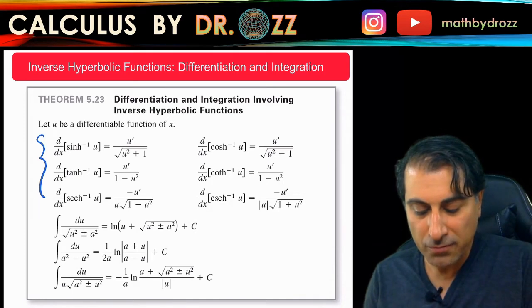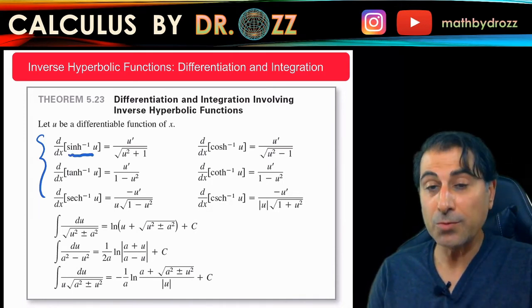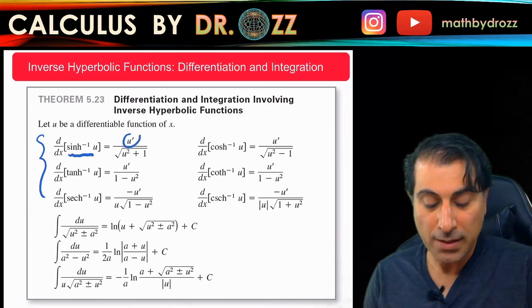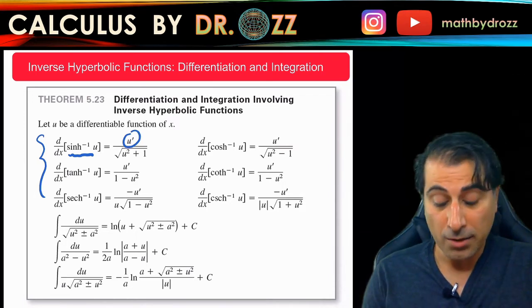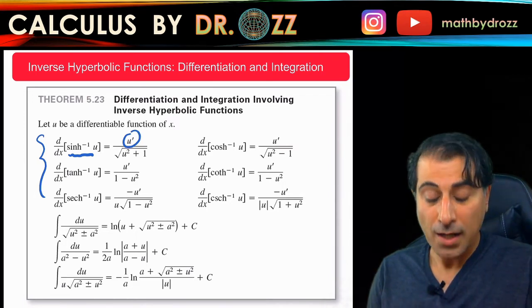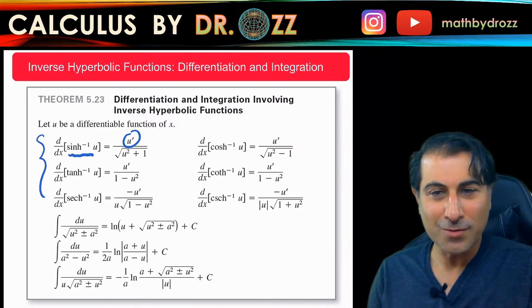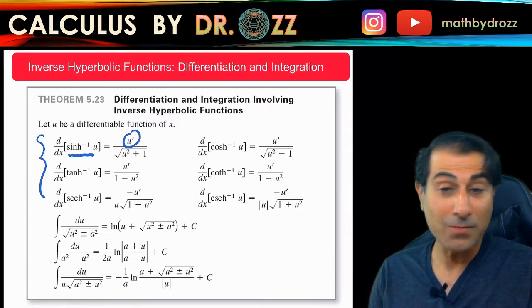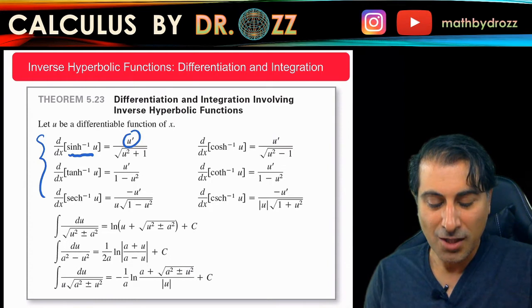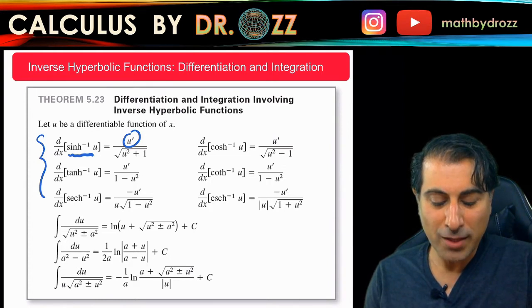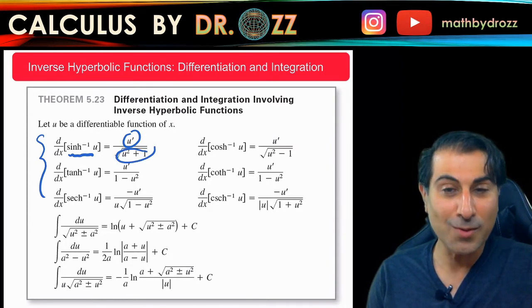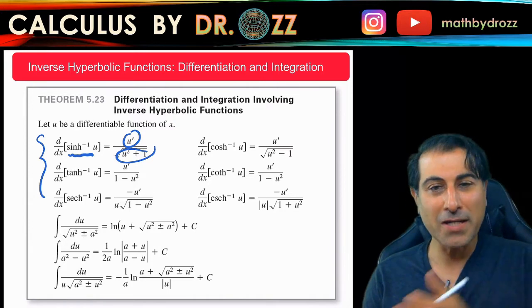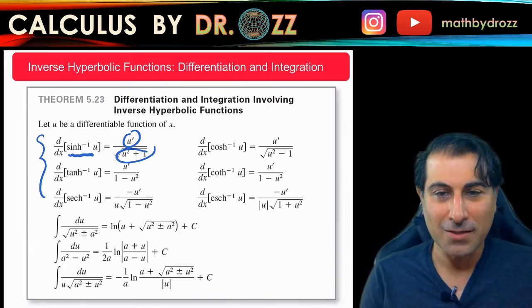So if you have an inverse hyperbolic sine of u, the derivative of that is u prime divided by radical u squared plus 1. This is again different from the derivative of the arc sine or inverse sine function because you would have 1 minus u squared instead of u squared plus 1 in that version. So again, please compare side by side and try to see the differences.